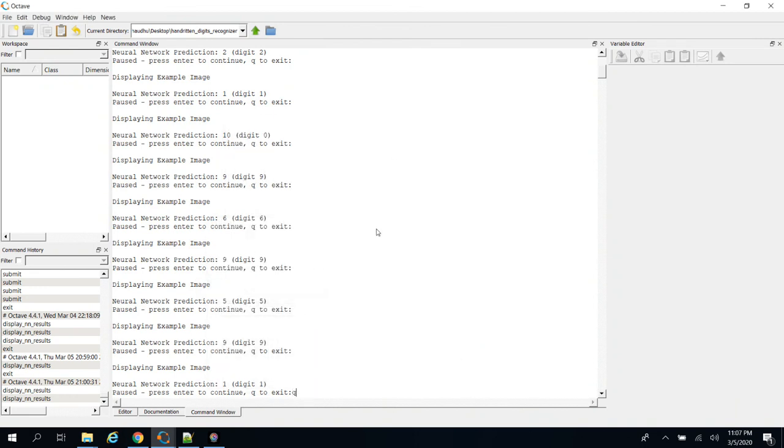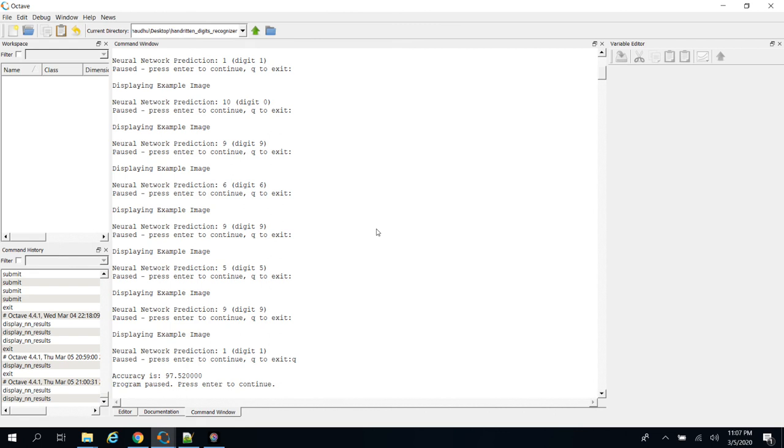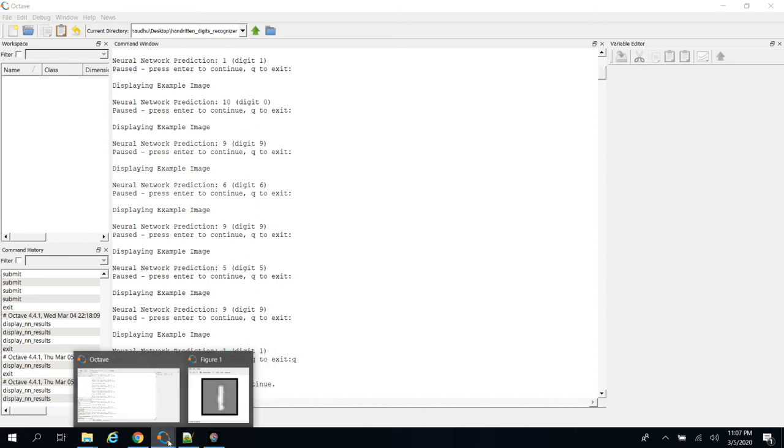We'll now quit, and as you can see, the accuracy of the network is 97.52%. So this is how a neural network works to predict the handwritten digits. Hope you guys liked how it worked. Thank you.